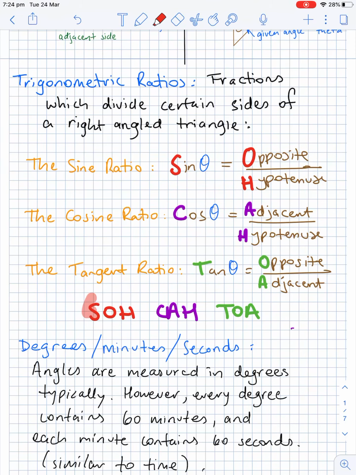The way to remember it is to think SOH CAH TOA. So SOH, CAH, and TOA. That's just a quick way to remember it. Just think SOH CAH TOA every single time. Okay, so moving on. It's important that you remember those ratios.